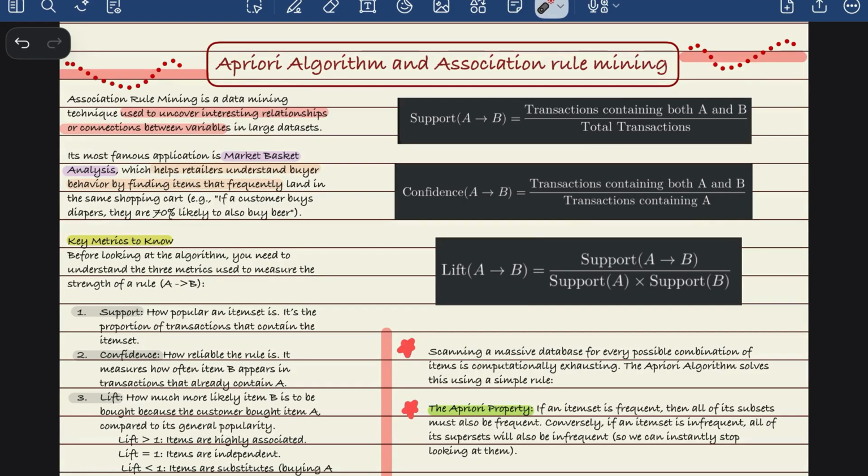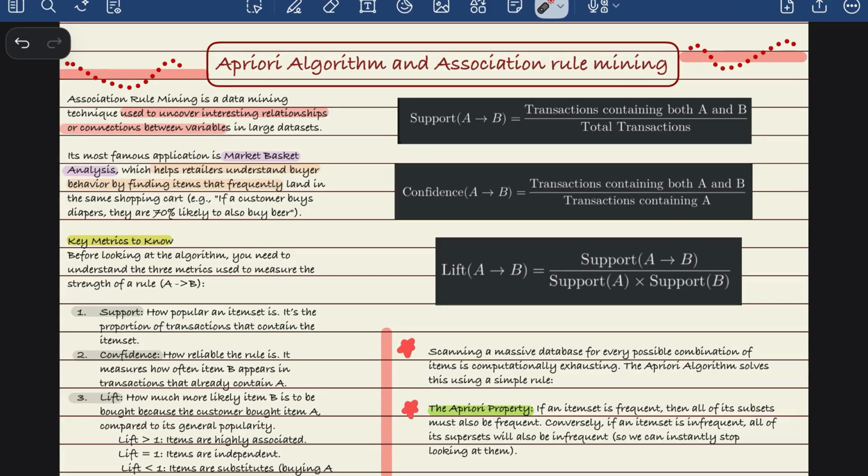Now let's pivot to a completely different data mining technique, that is association rule mining. Unlike classification, where we predict a label, association rule mining looks to uncover the interesting relationships and connections. So we are finding the hidden connections, or any co-occurrence between the variables in a massive dataset. The most famous application is market basket analysis. It is a famous real-world application for retailers. It helps the retailer to understand the buyer behavior by finding the frequently bought items.